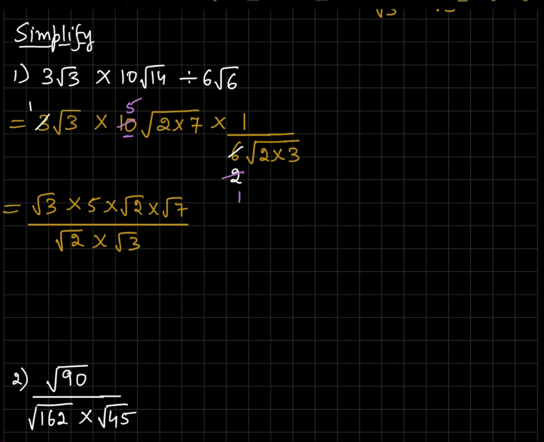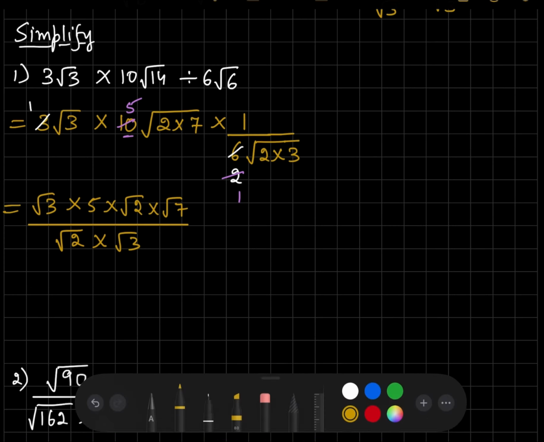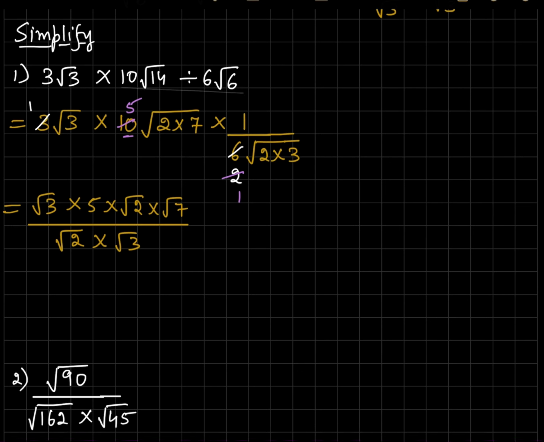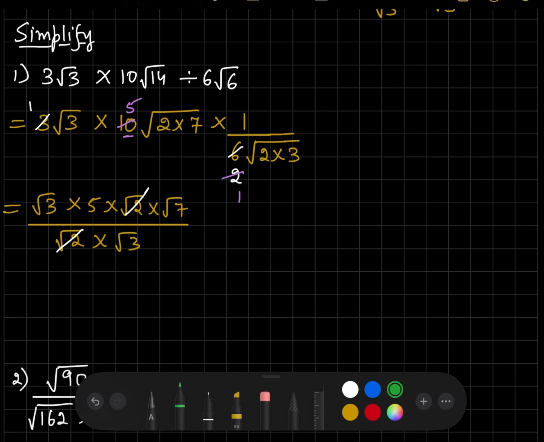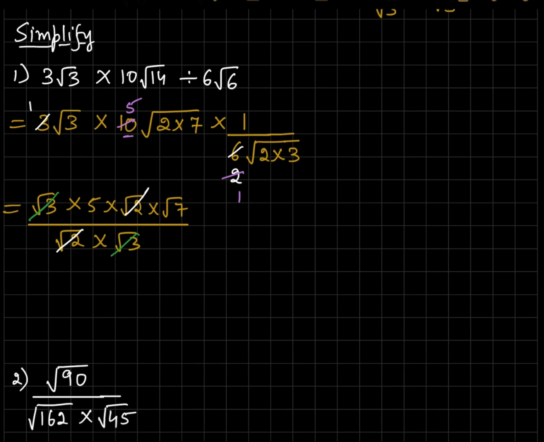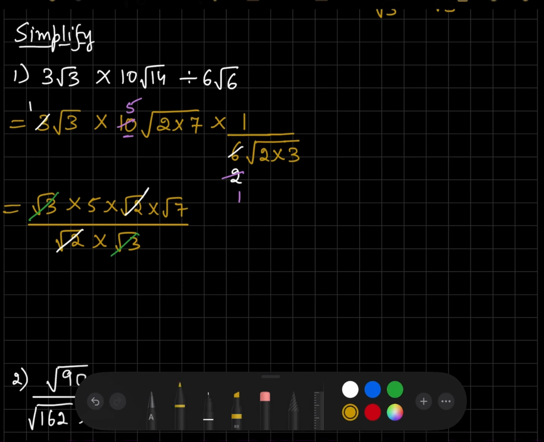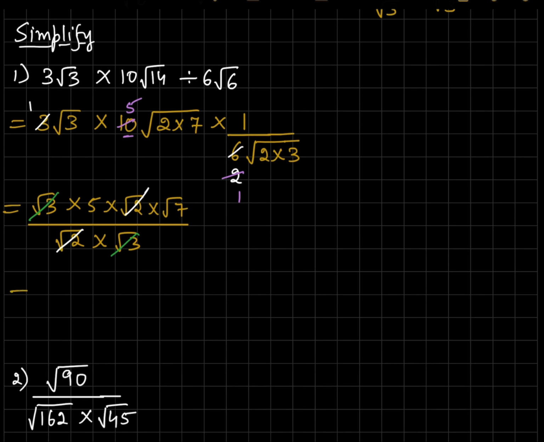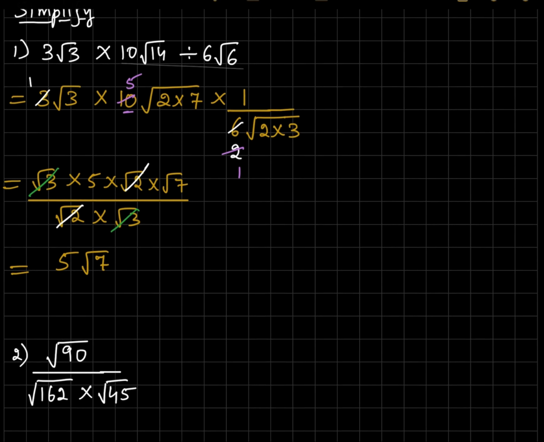So see, now again we have got a very simple form: square root of 2 and square root of 2 are gone, and square root of 3 and square root of 3 are also cancelled. So what we are left with, our answer, would be 5 square root of 7. So this is the simplified form of the question. Hope you understood. Let us do one more.